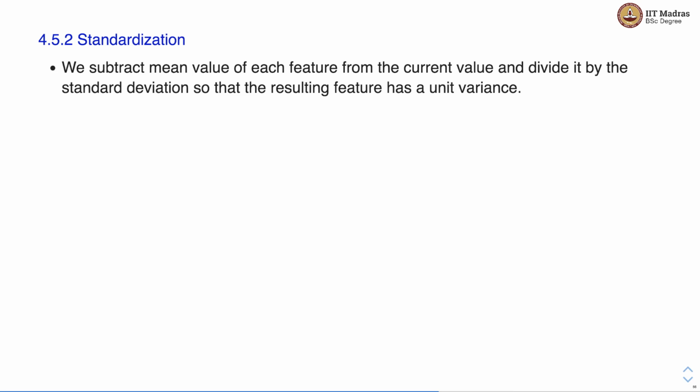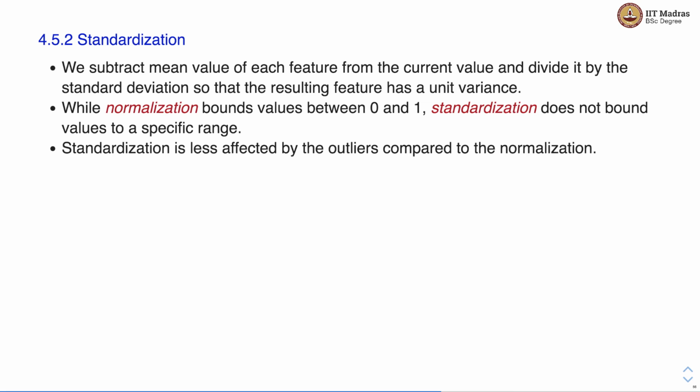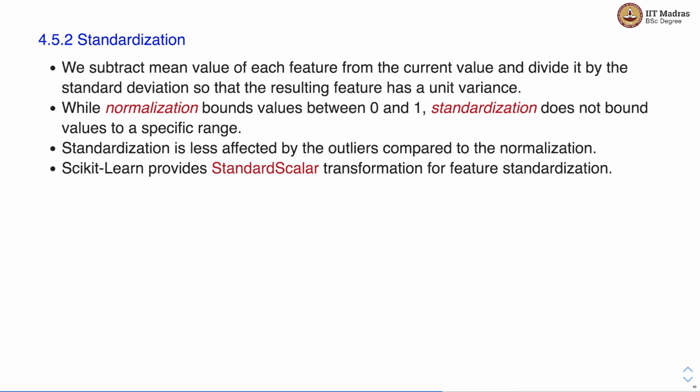The second approach for feature scaling is standardization. In standardization, we subtract the mean value of each feature from the current value and then divide it by the standard deviation so that the resulting feature has unit variance. While normalization bounds values between 0 and 1, standardization does not bound values to a specific range. Standardization is less affected by outliers compared to normalization. Scikit-learn provides the StandardScaler transformation for feature standardization.